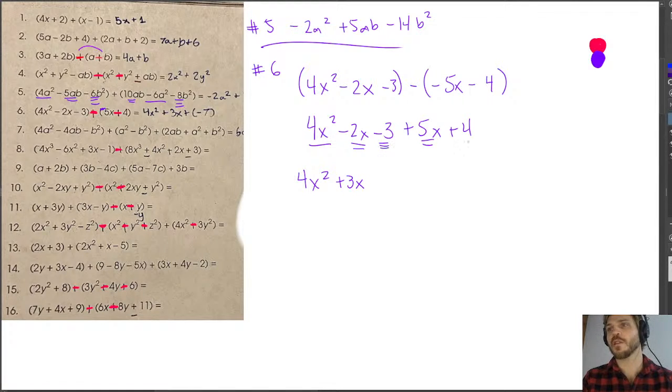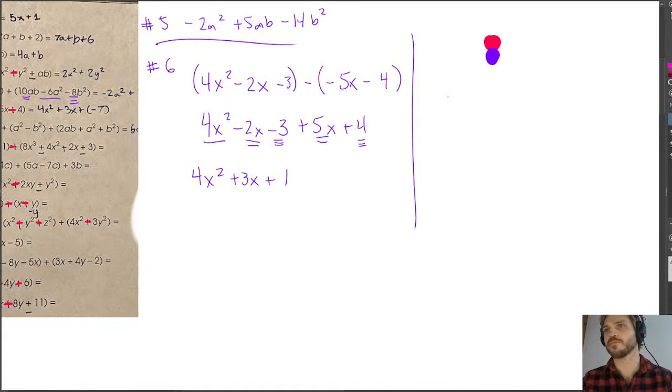And negative 3 and positive 4 becomes 1. So this is our answer. Now let's pretend that this little negative symbol isn't there, so this would become positive. That would make the problem change a little bit. So why don't I do that in red over here?